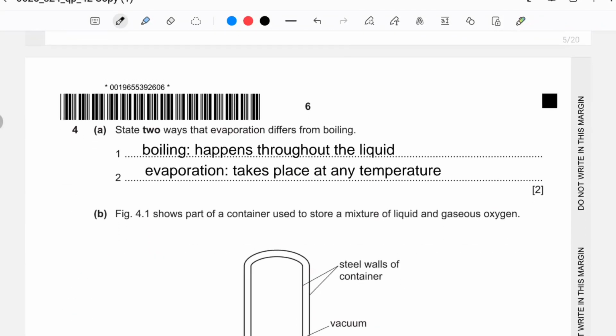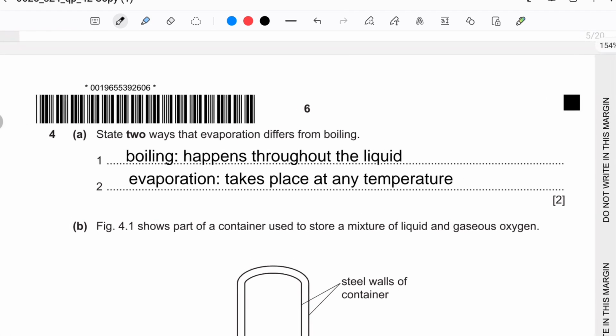Question 4. State 2 ways that evaporation differs from boiling. Boiling happens throughout the liquid. Evaporation takes place at any temperature. But for boiling, there's a specific temperature where boiling happens.